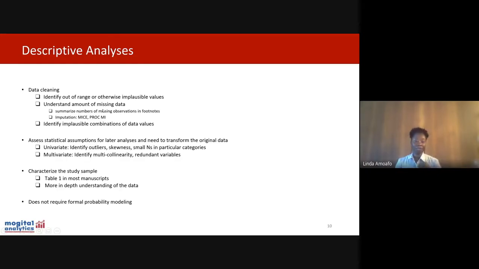If you are a SAS user and you want to impute your missing data, you could do it with PROC MI. And if you are an R user, there is the mice package, which is popularly used for this imputation.